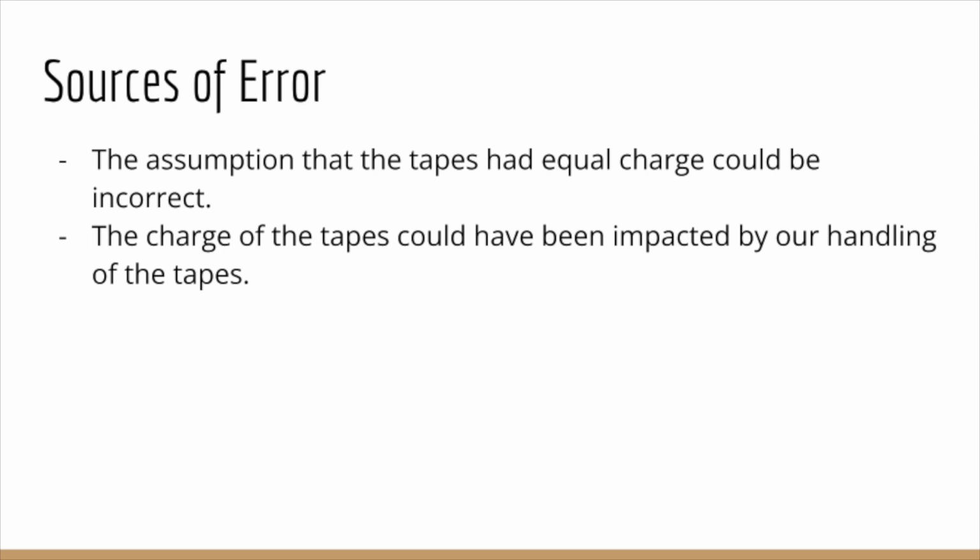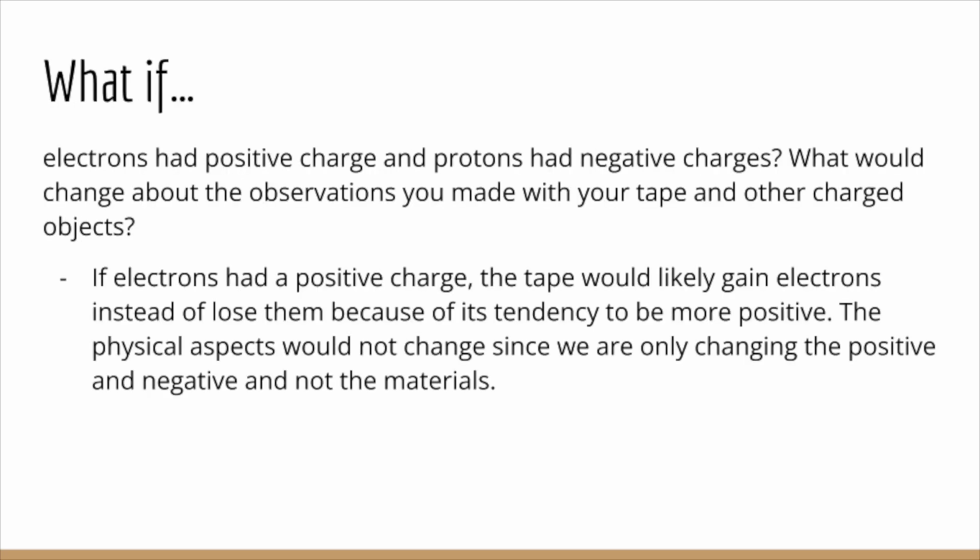Some possible sources of error: the assumption that the tapes had equal charge could be incorrect. We don't know for certain. And the charges of the tapes could have been impacted by our handling of the tapes. So what if the electrons had positive charge and protons had negative charge? What would change about the observations I made with the tape and the other charged objects?